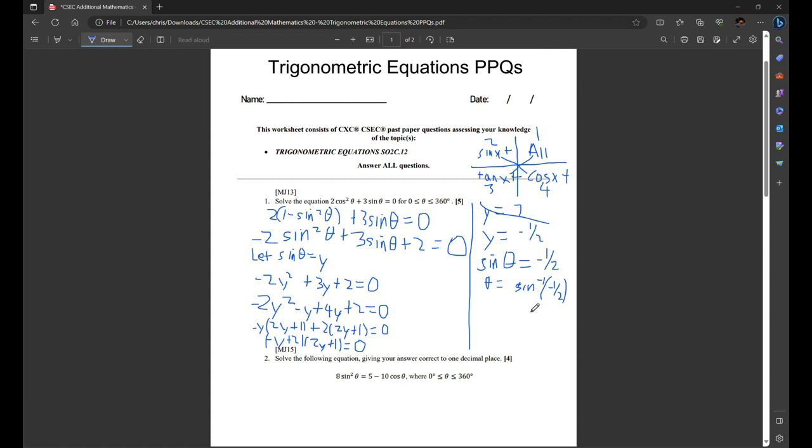So if sine of 30 is a half, that's our reference angle, right? But we want an angle that's going to give us a negative answer when we take the sine of it. So we've already narrowed down that it has to be in the third and fourth quadrant. If I want an angle in the third quadrant, I'm going to have to add 30 degrees to 180. And 180 plus 30 is 210. So that means theta can be equal to 210 degrees. That is one valid solution.